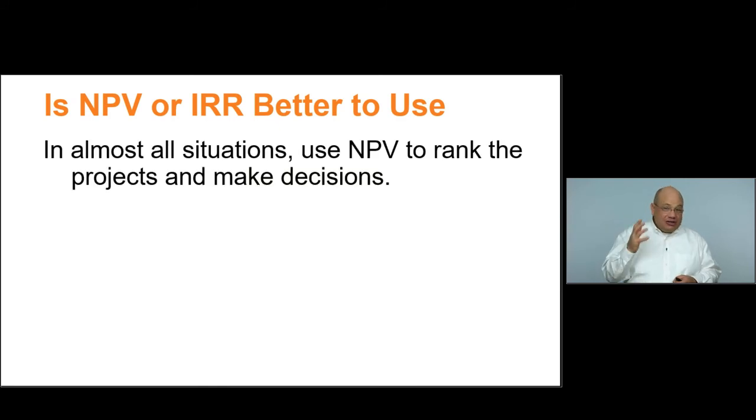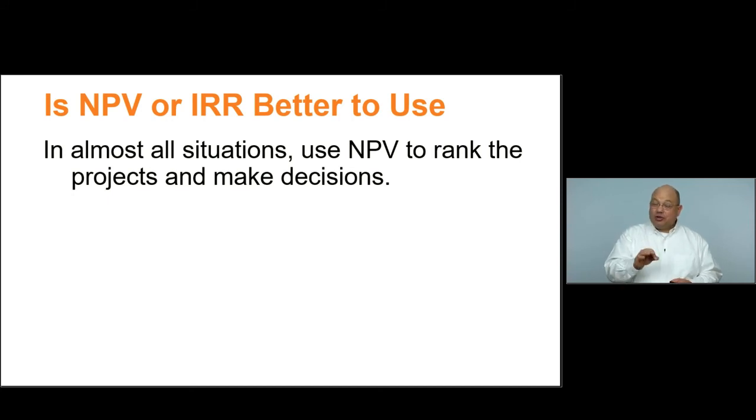In almost every situation, we use net present value to rank the projects and make our decisions. Because remember, we're trying to increase shareholders' wealth. If we go all the way back to the beginning, that's what these capital budgeting projects are, trying to maximize shareholder wealth. So we're trying to maximize the dollar amount, that net present value. Because remember, net present value gives us a dollar amount, internal rate of return gives us a rate. And we're trying to maximize the dollar amount. So in almost every situation, we're using net present value.